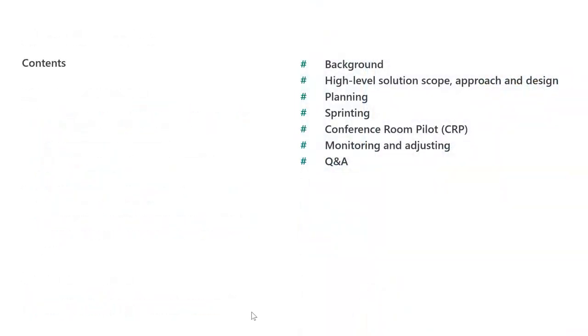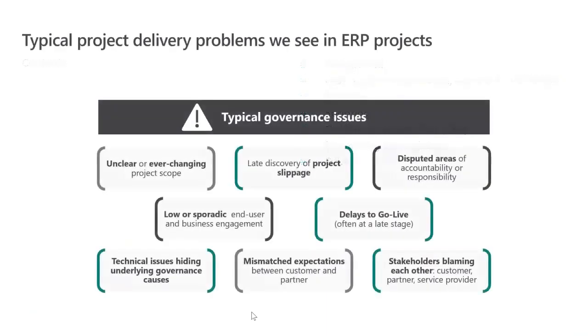So we'll start with a little bit of background, and then we will go stepwise through the high-level solution scope. What does that mean? How should we be thinking about planning? How should we be thinking about sprinting? What do we mean by a conference room pilot? How do we monitor the project as it's running? And how do we adjust rapidly to make sure that the project remains on track? If there is any time left at the end of this session, we will pick up some Q&A as well. But please feel free to ask your questions interactively in the Q&A panel as we go along.